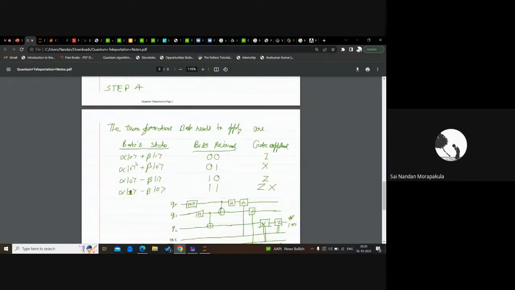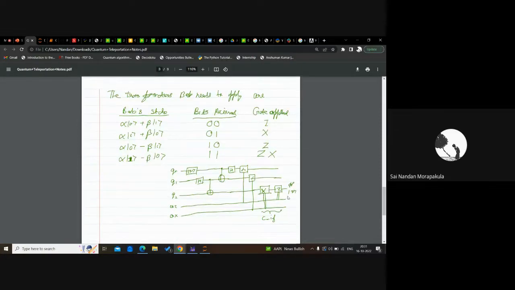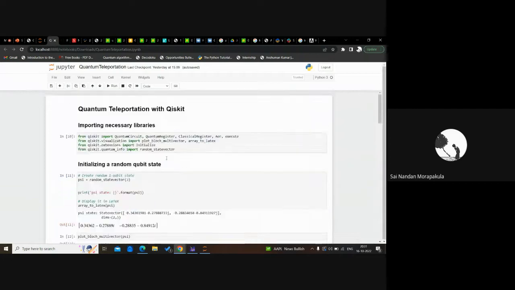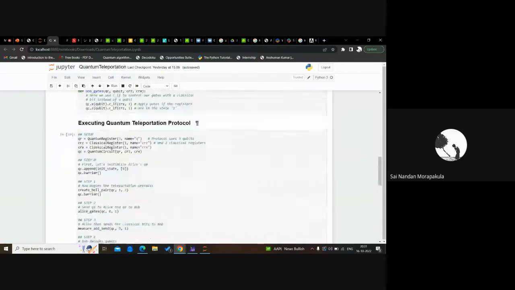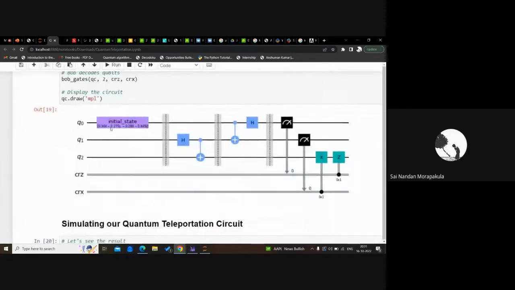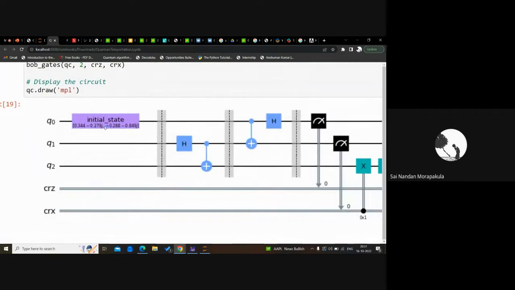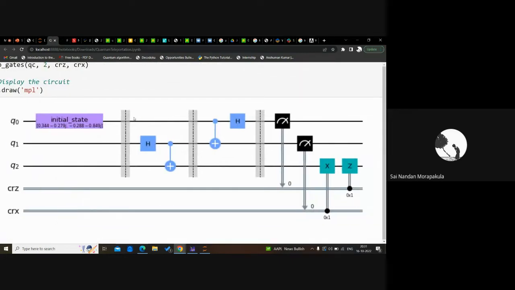So if it is psi of 1 minus beta of 0, then we need to apply Z and X gates onto Q2, and then we will end up with the same thing that Q0 has. Let me quickly show you how that works in Qiskit. So what is our main aim? We want to send this initial state that is in the purple box to Q2.